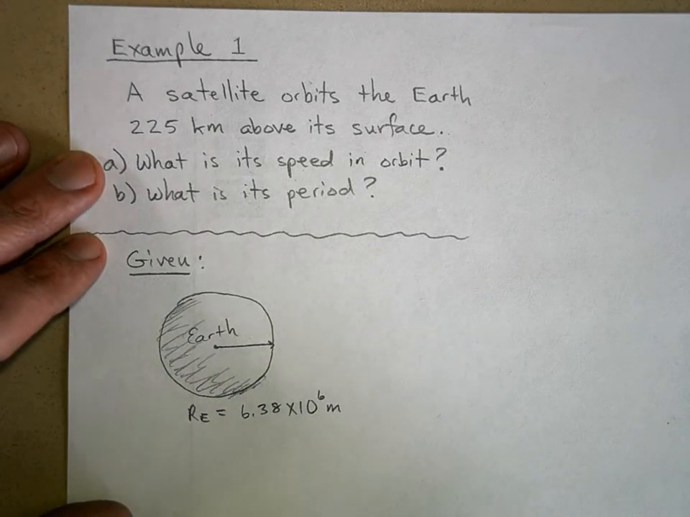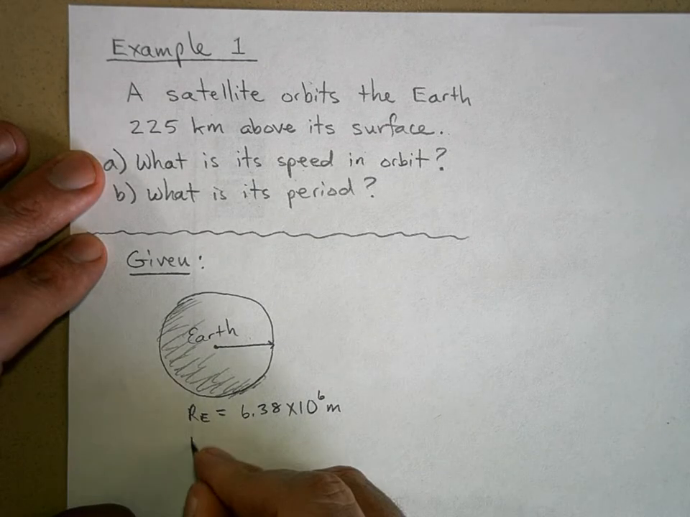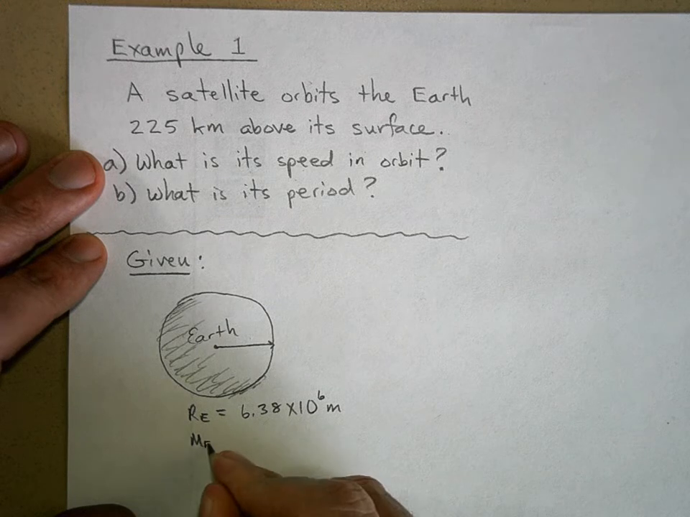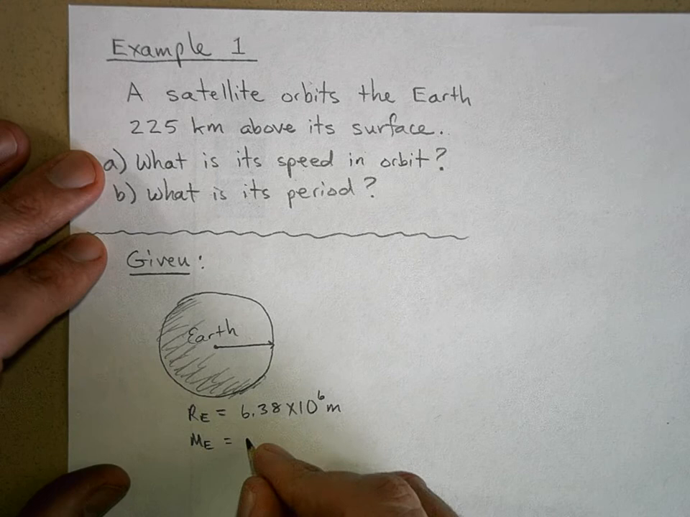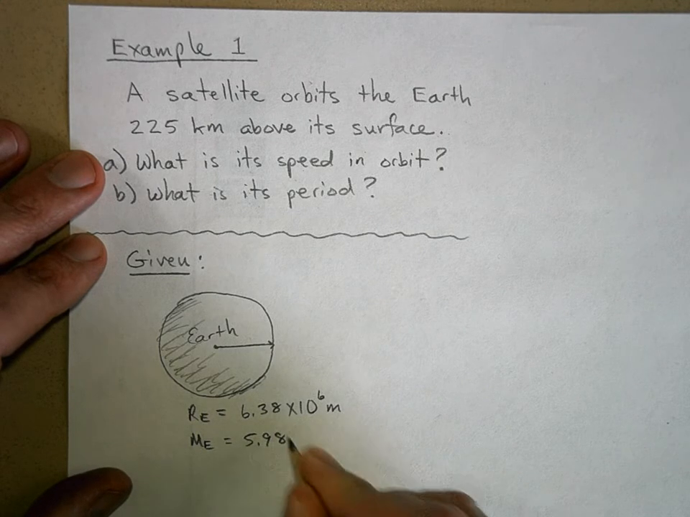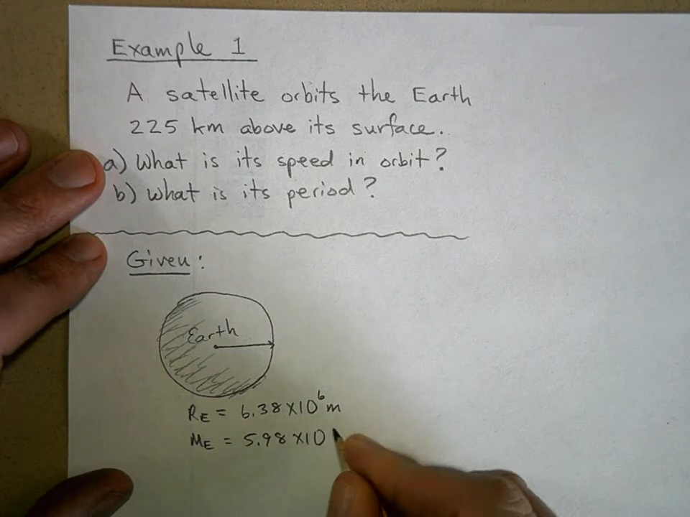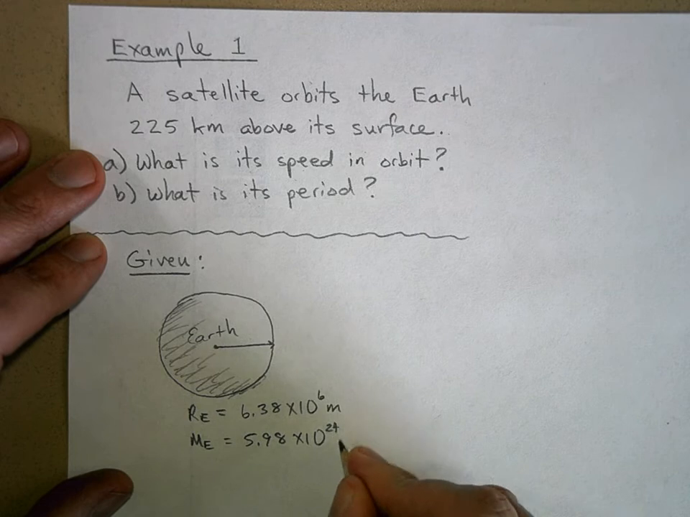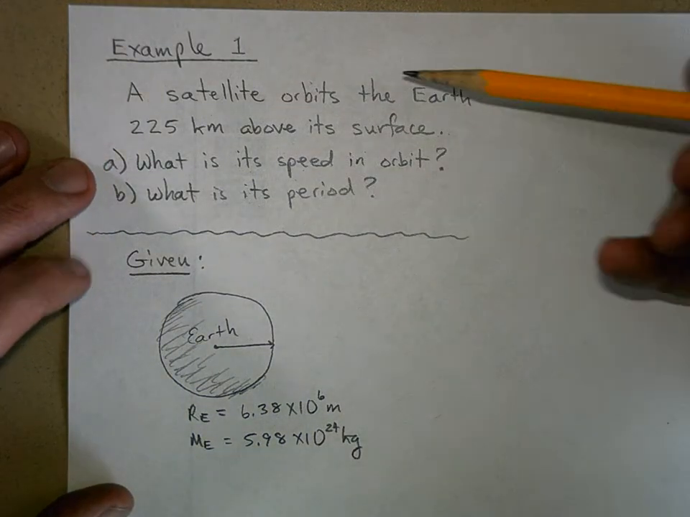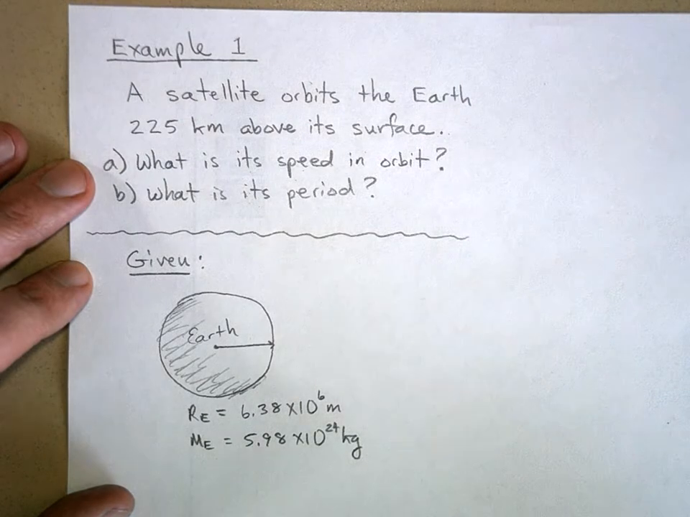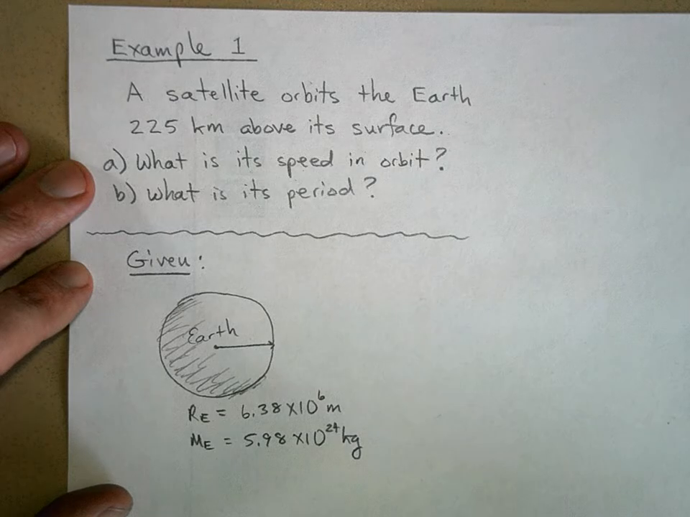Now, what is the mass of the Earth? Well, again, you can just Google, what is the mass of the Earth? And you'll find that it's 5.98 times 10 to the 24 kilograms. So even though this information is not given to you in the problem, you have to look it up. On a test or quiz, I'll give it to you though.